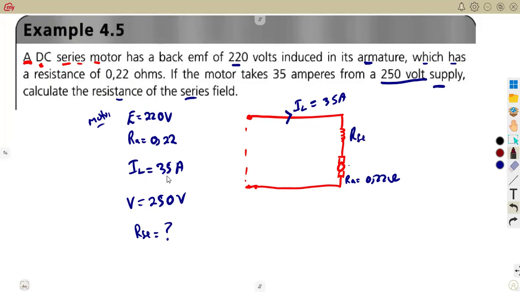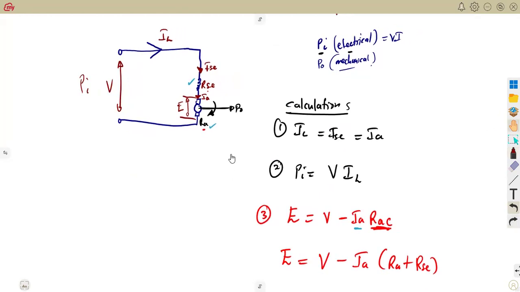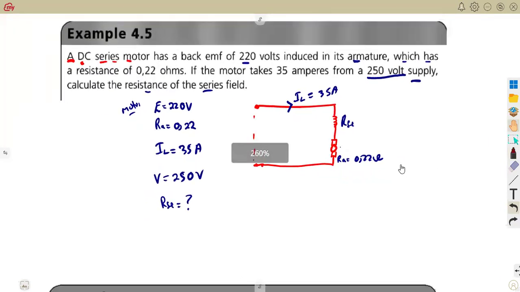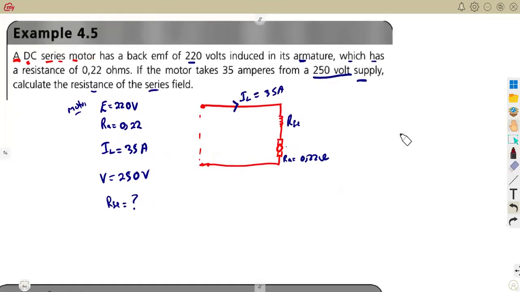So what can we do? We have this formula as we had in a series. So we can consider, from our EMF, the generated EMF, the back EMF that we are given there, what can we do? Because we are given that back EMF. So we saw that from the back EMF, E is equal to what? That's V minus armature current into what? We ended up with RA plus RSE in a series.